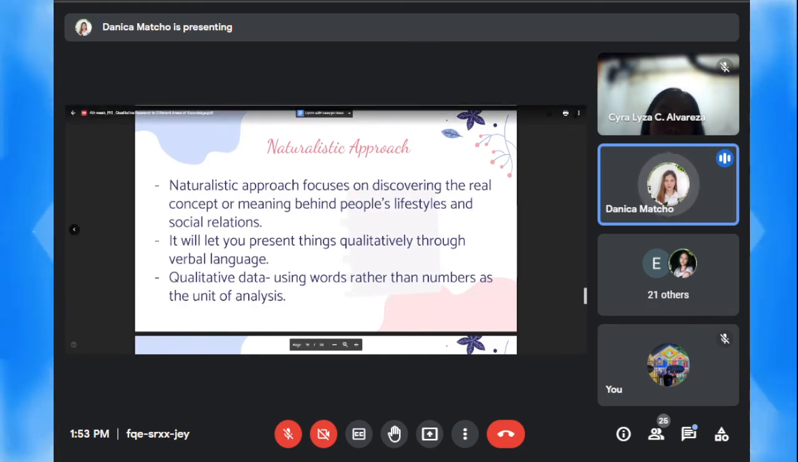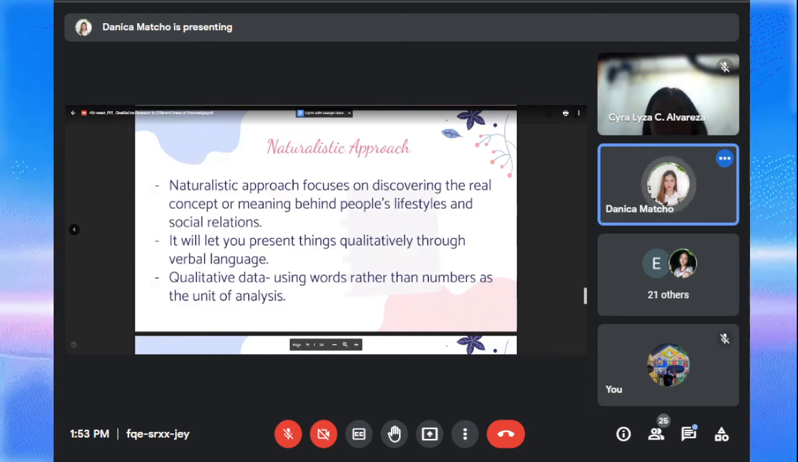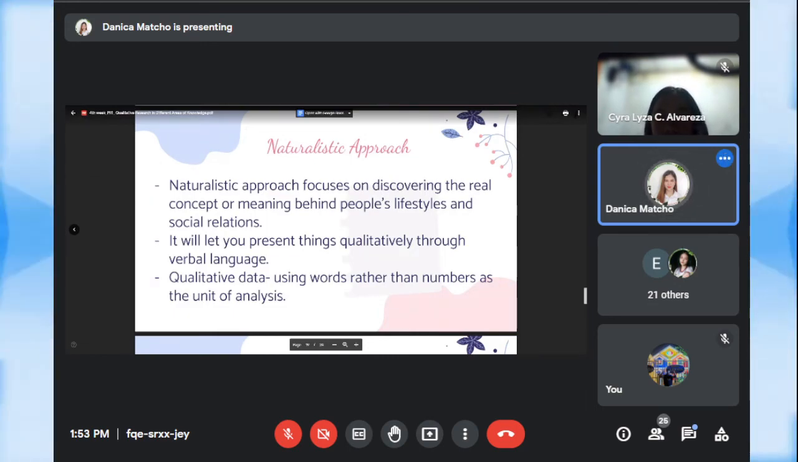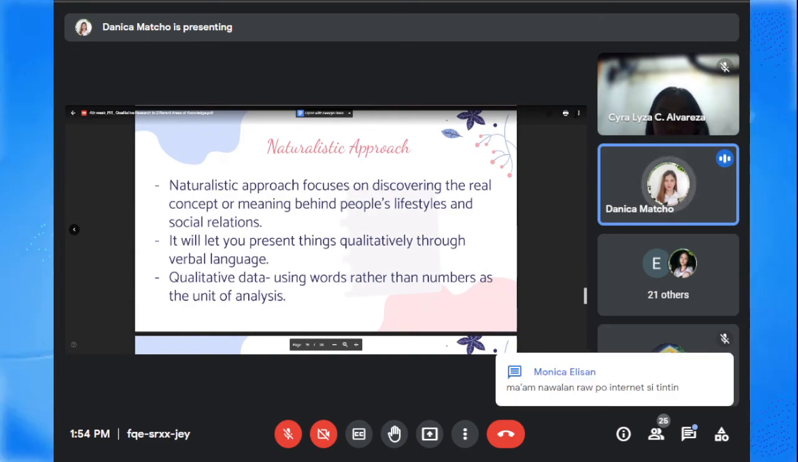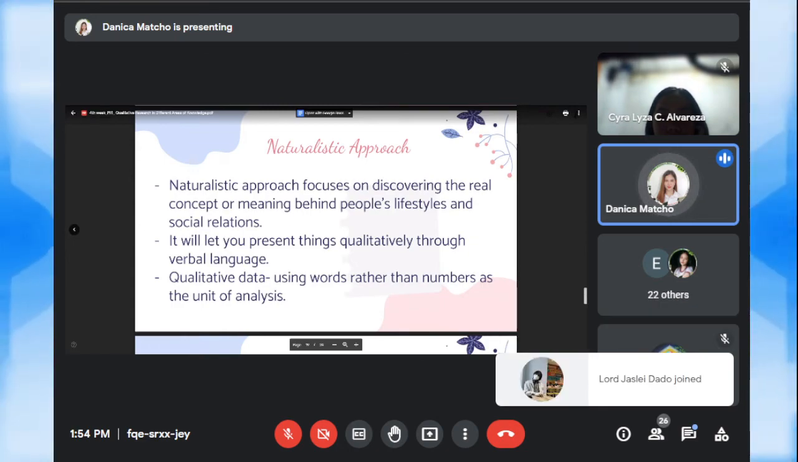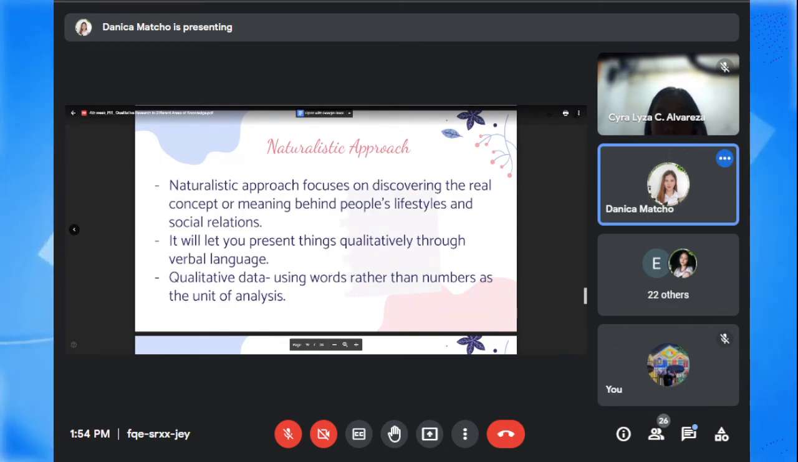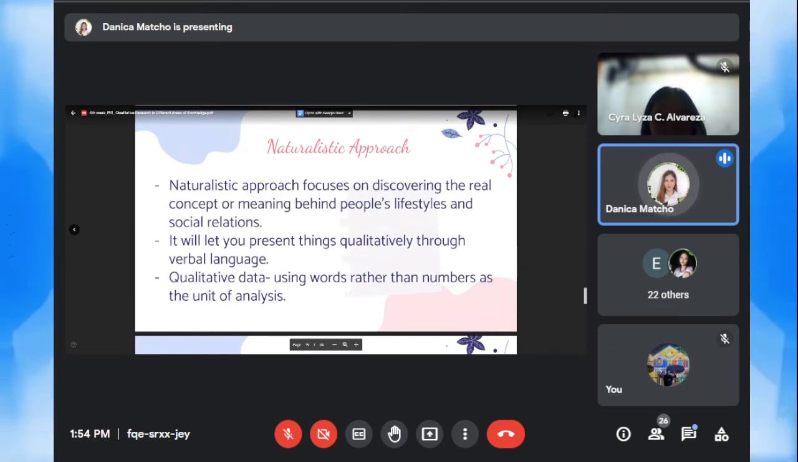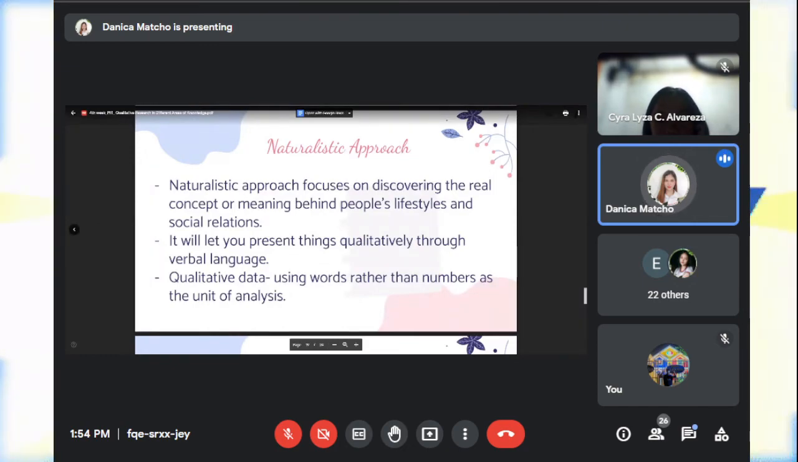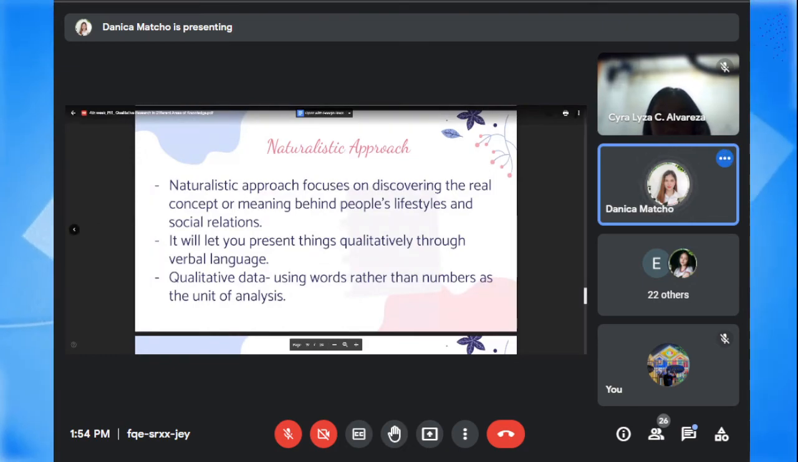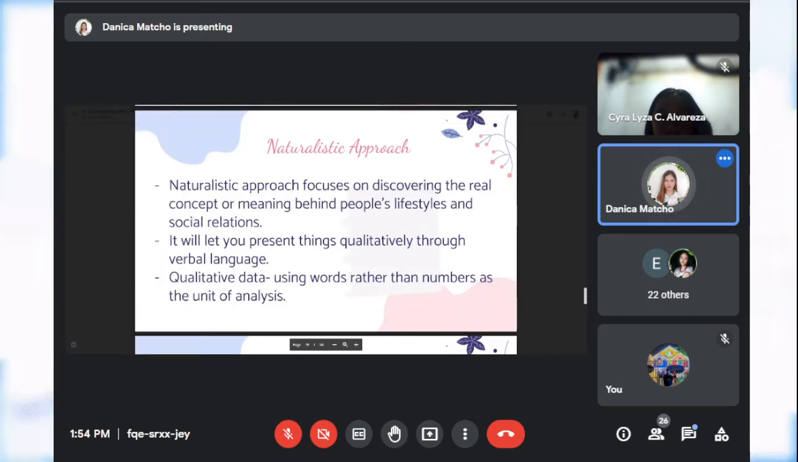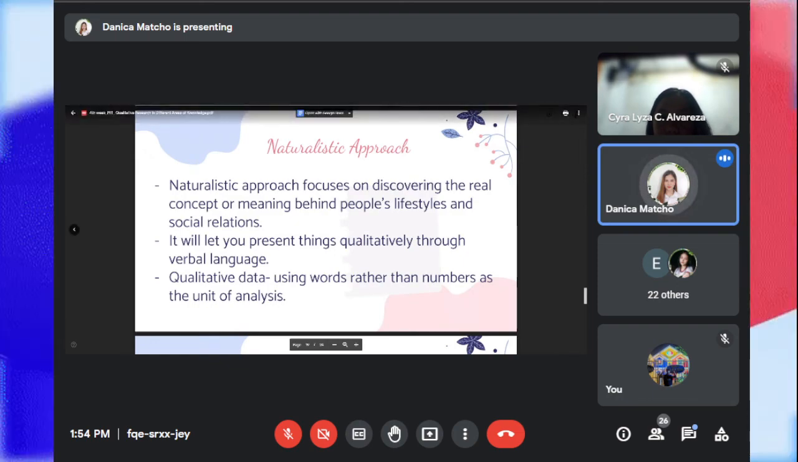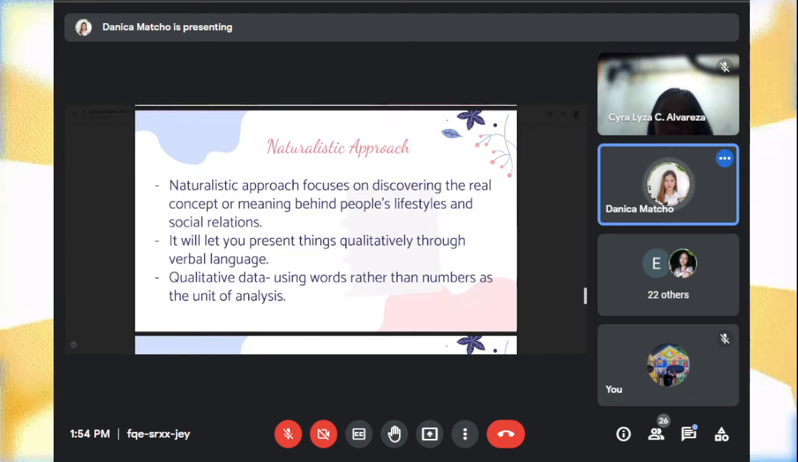So, if in the scientific approach you will present things through mathematics, through numbers, through formulas, through percentages, and so on and so forth, here in the naturalistic approach you will present things or the data qualitatively through verbal language. More on words talaga tayo sa naturalistic approach, just like in qualitative research. Okay? And the data that we're going to collect in naturalistic approach, we call qualitative data. So it is using words rather than numbers as the unit of analysis.